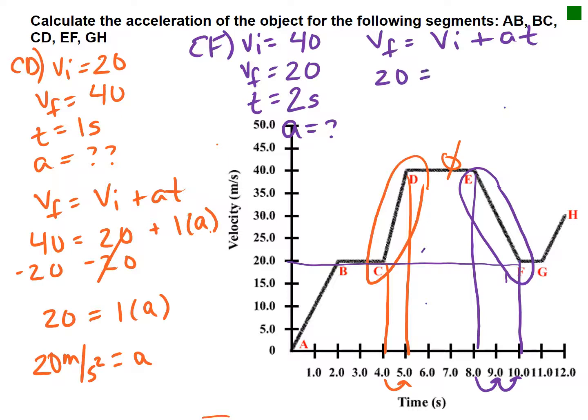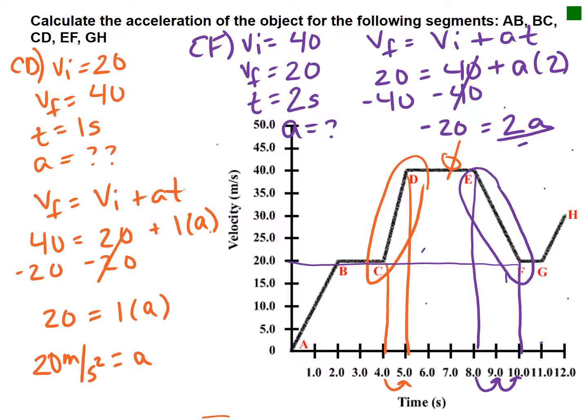So 20 equals 40 plus A times 2. I'm going to subtract 40 from both sides. That goes away, and we get negative 20 equals 2A. Divide both sides by 2, and we get A is equal to negative 10 meters per second squared. Gotta have that negative. Don't drop your negatives, because that negative means that it's slowing down.